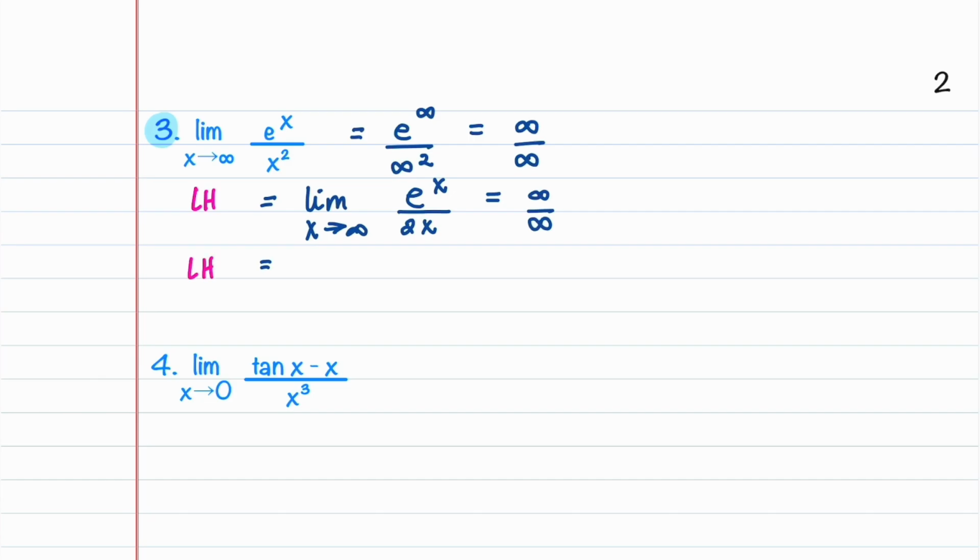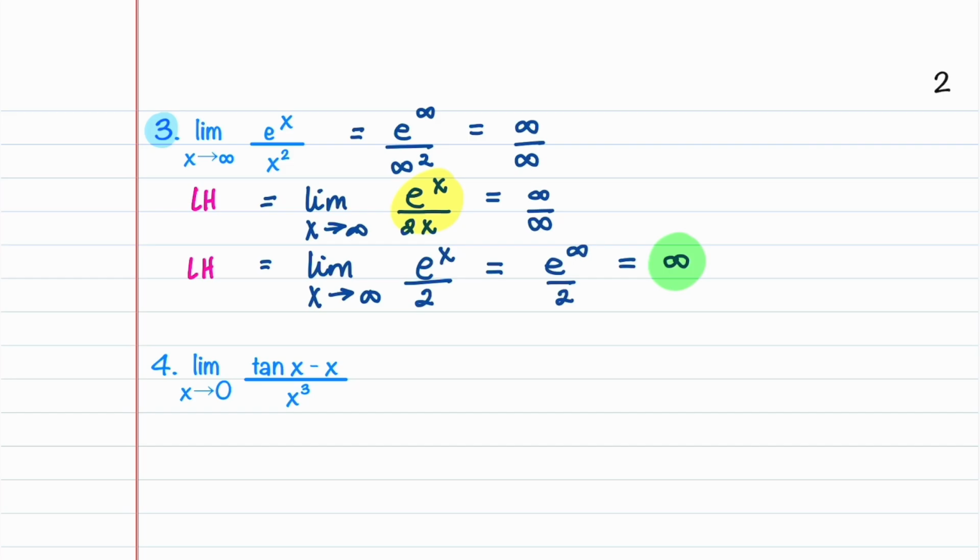Now we're going to take the derivative of the numerator and denominator of this function. So this gives us the limit as x goes to infinity, e to the x on the top, and then the derivative of 2x is 2. We substitute in that x is going to infinity, so we get e to the infinity over 2, and this is equal to infinity.